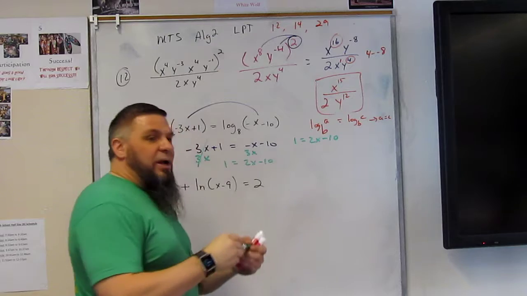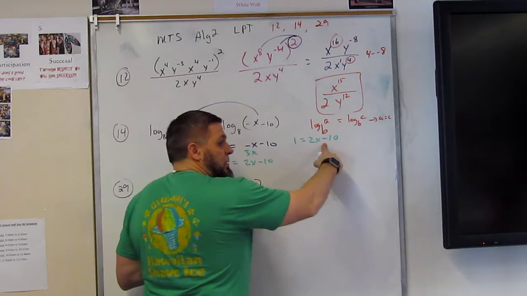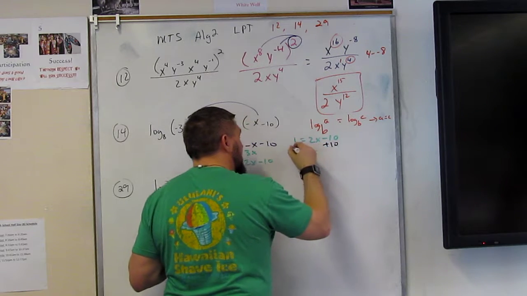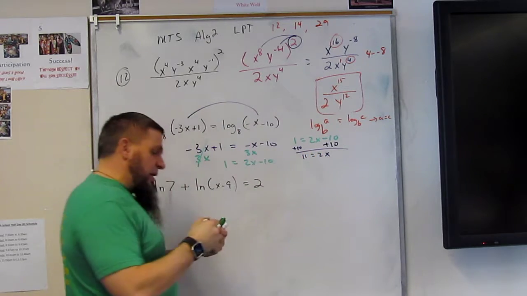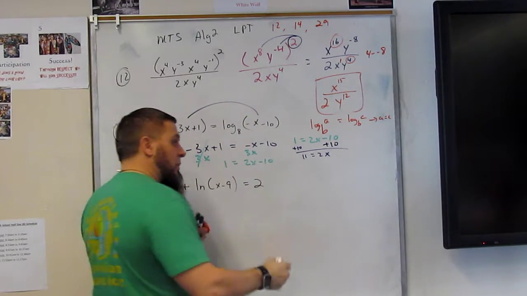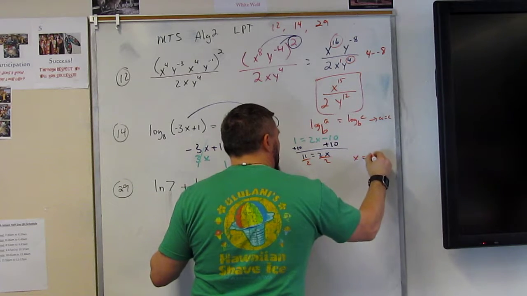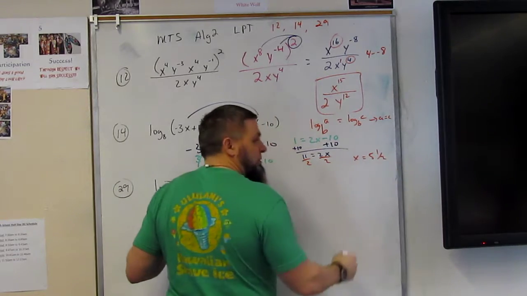And then how do I solve for x? Add 10. So 11 equals 2x. Then you divide by 2 on both sides. So x is equal to 11 over 2, which is 5.5.